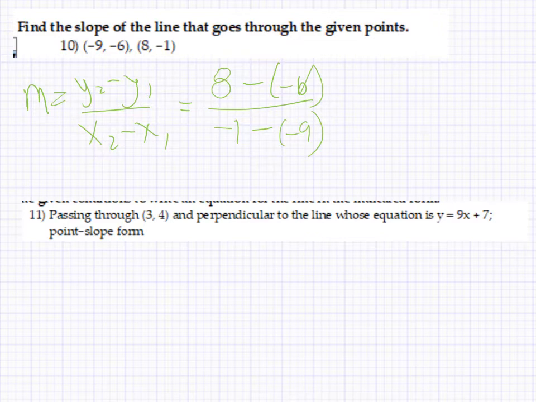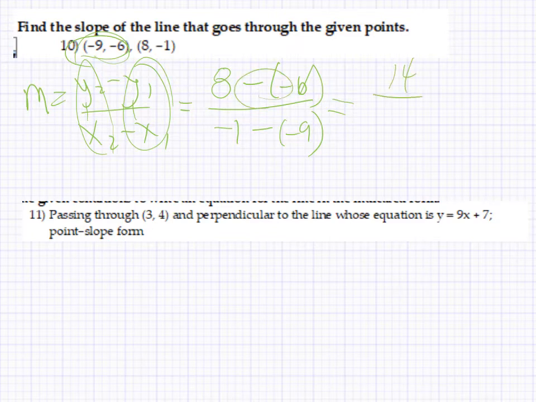It really doesn't matter which one you call x1 and x2, but once you do that, make sure the y2 and the y1 are associated with those. So in this case, -9 and -6, I called that point 1. They go together. The 8 and the -1, they're going to go together. So what do we have here? We're going to have 8 plus 6, because of the double negative, 14, and -1 plus 9, so we're going to have 8. If we simplify that, 7 over 4, there's your slope.